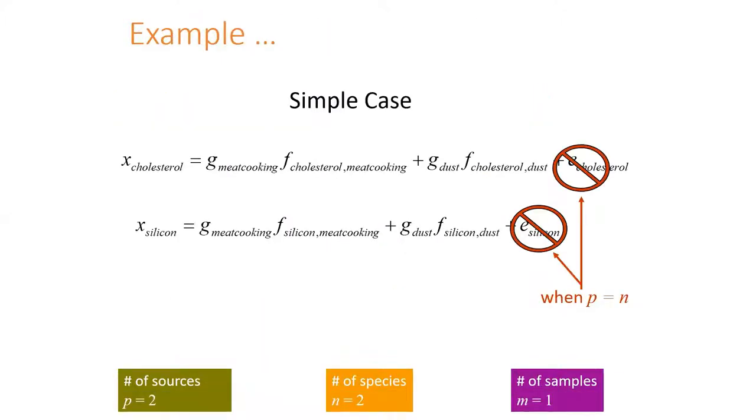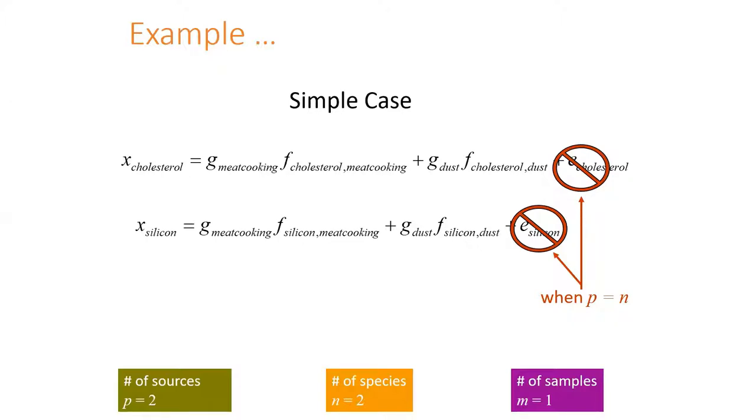Next slide. I'm going to show you a simple example first, where you can imagine that there are two important sources that you care about, dust and meat cooking. You want to use cholesterol to track the meat cooking, and you want to use silicon to track the dust. And so these are the two simple equations you would have to do that.